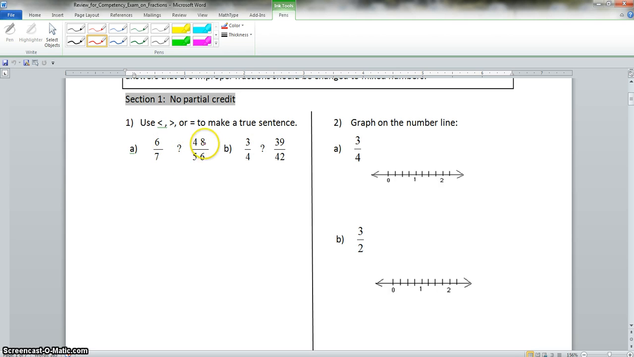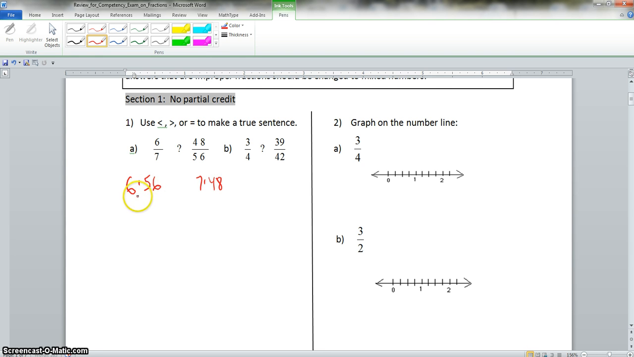Now, we have 6/7 and we're comparing it to 48 over 56. Now, we could use the method that I taught you. We would take this 6 and multiply it by 56, and that would give us our first number. Next, we would take this 7 and multiply by the 48, and that would give us our second number.